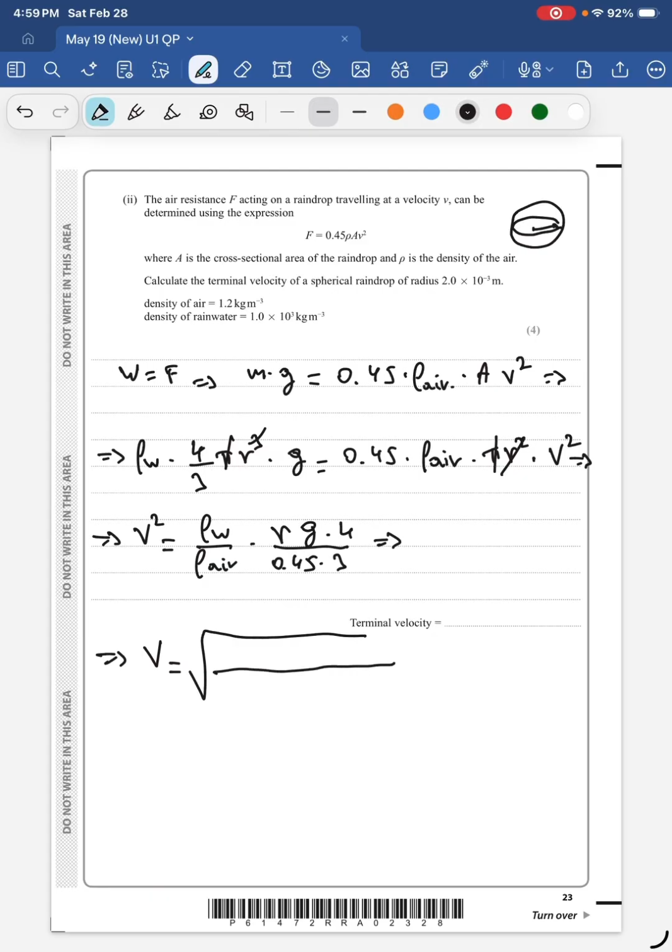So density, wait, I confused myself for some reason. So let me see. What did I do there? Rho, okay, g, rho water. Something's off. No, it's not off.